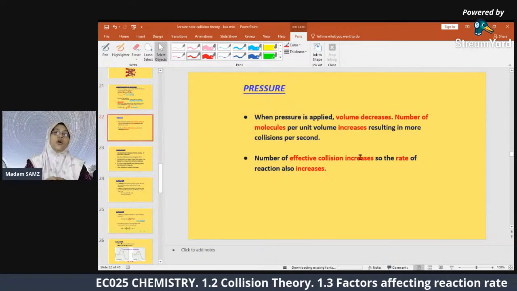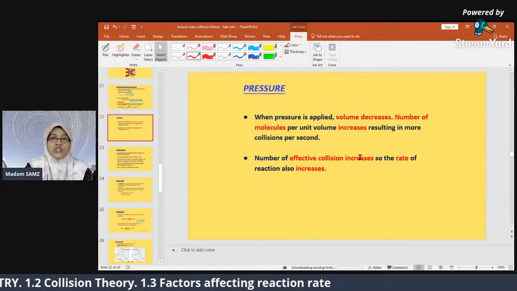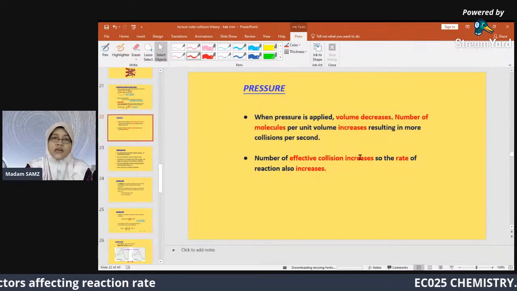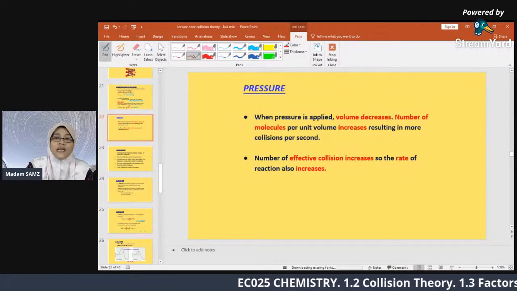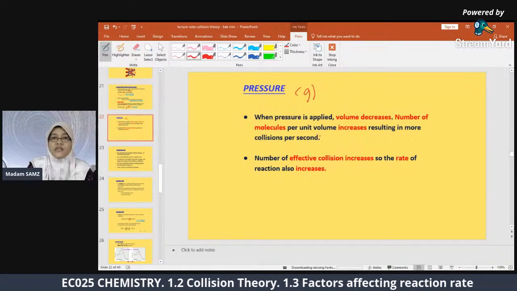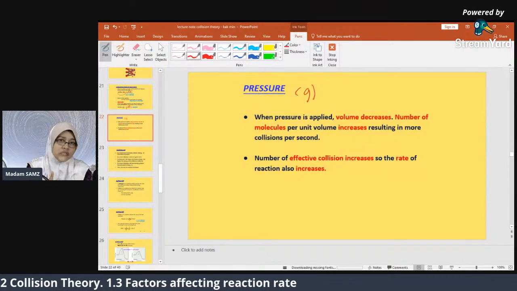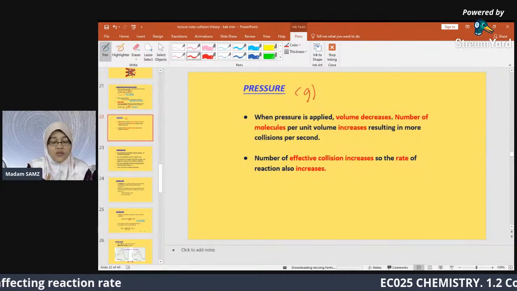Okay? We move to another factor, which is pressure. Okay, same as the concentration factor, pressure is actually relevant when we are dealing with a gaseous phase. Okay, reactants in a gaseous phase. For concentration, we are dealing with reactants in an aqueous phase or liquid phase.